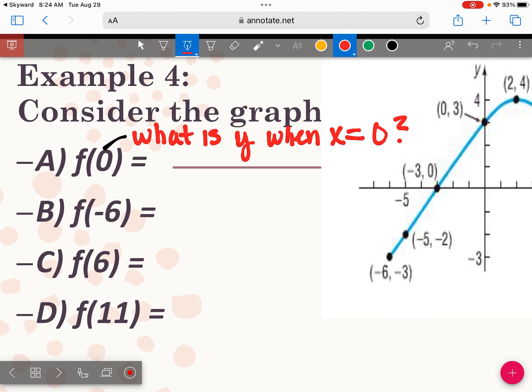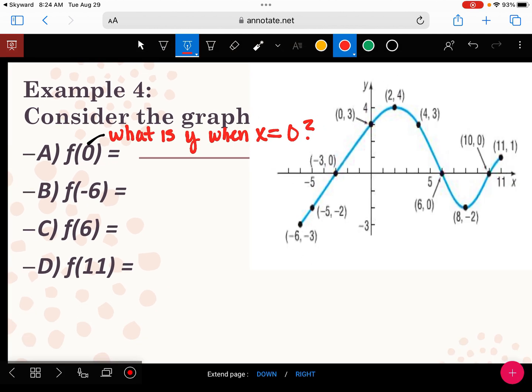So I want you to take a guess. I want you to do A, B, C, and D, looking at the graph. I want you to find X equals 0 on the graph. You can either look at the graph glued down, or you can look at the screen. It's the same graph. And tell me, what are the Y values?